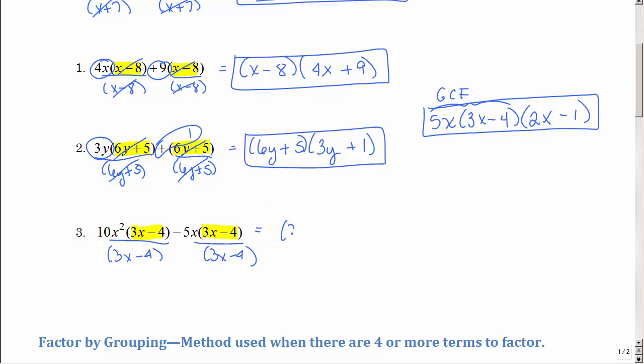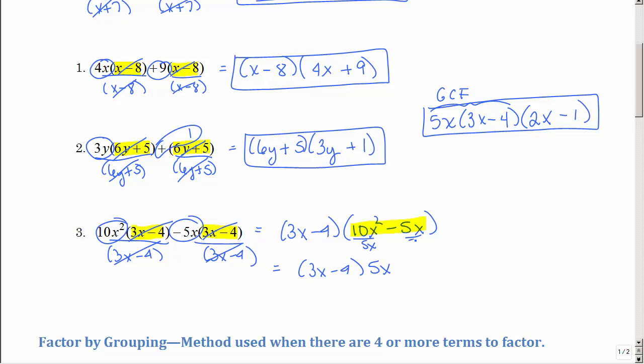Well, we would write down the 3x minus 4, that is a common factor. We would divide. What would you have left? You would have 10x squared minus 5x. And then, hopefully, you would have recognized and said, hey, there's got to be some more factoring going on in there because I see a common factor of 5x. So maybe on the next line, you could have said, okay, let's take out a 5x out of both of those, and divided, and you're left with that answer.